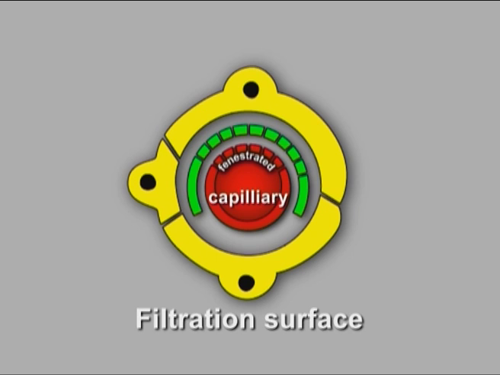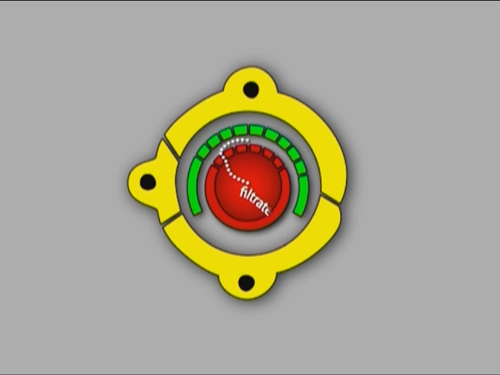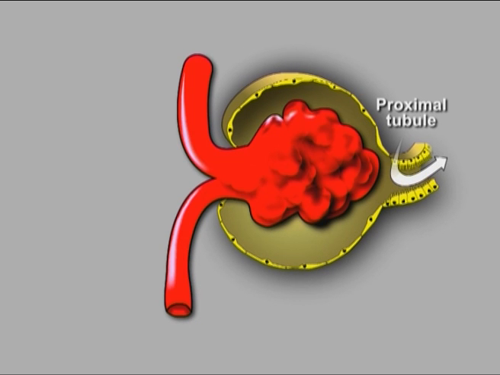This endothelium is covered with the basement membrane. This membrane separates the capillary surface from the interdigitating podocytes. The filtrate from the capillaries crosses these three barriers sequentially to enter the Bowman space. From here, the filtrate enters the proximal tubules.